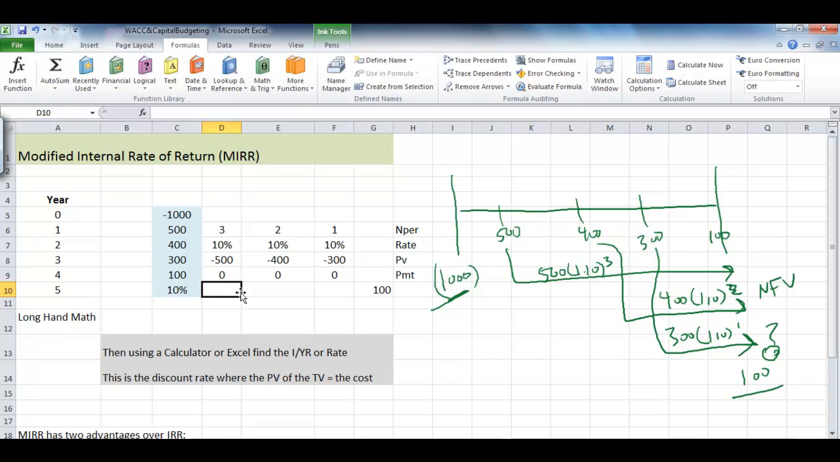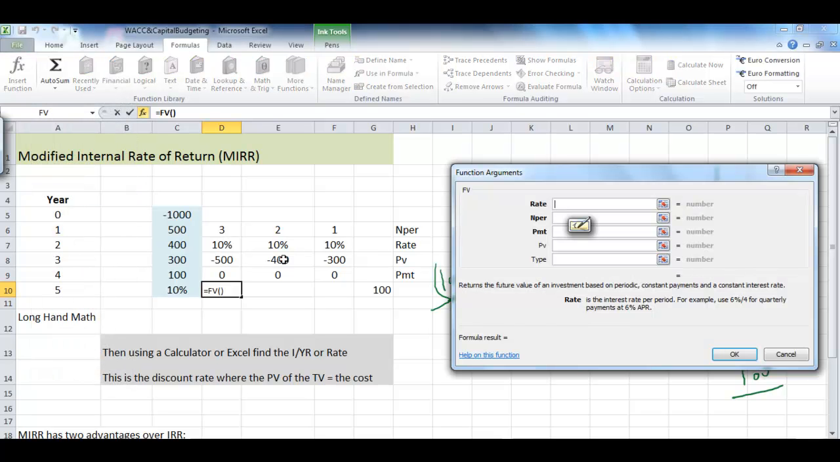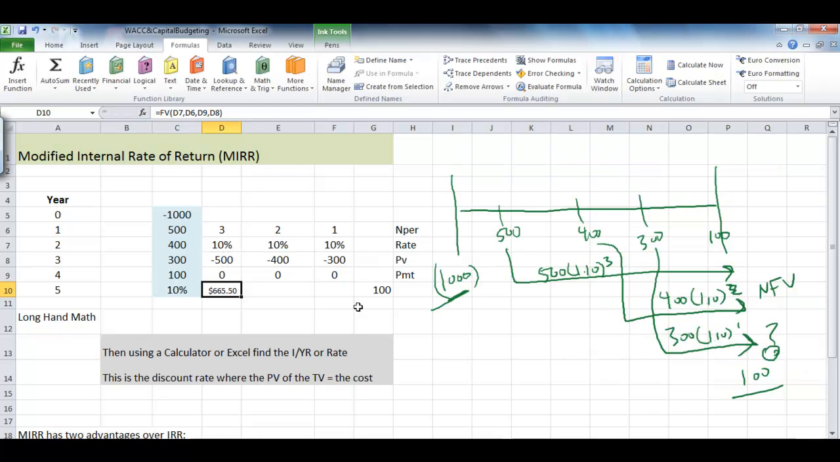So if I come here and I click here, I can easily go to Finance and FV, and I can find the future value of this. And there's the rate, 10%, and there's 3 periods, and payment is 0, and there's my PV, -500. I made it a negative number so that makes my future value positive, so I can add them all up. And like I said before, if I grab the fill bar, I can do the next 2 here. So I've got all 3 of them.